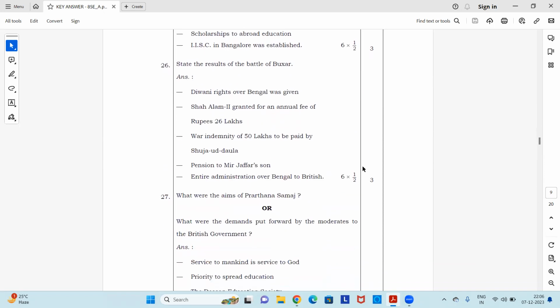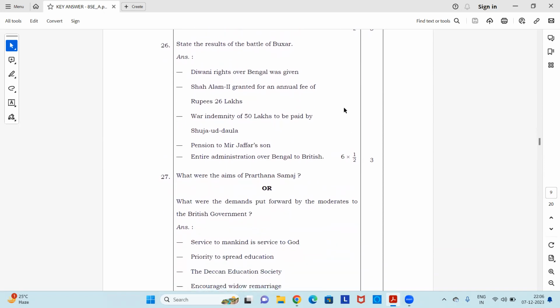Next question. State the results of Battle of Buxar. Answer. Diwani rights over Bengal was given. Shah Alam II granted for an annual fee of rupee 26 lakhs. War indemnity of 50 lakhs to be paid by Shujauddaula. Pension to Mir Jafar's son. Entire administration over Bengal to British. So these were the results of Battle of Buxar.